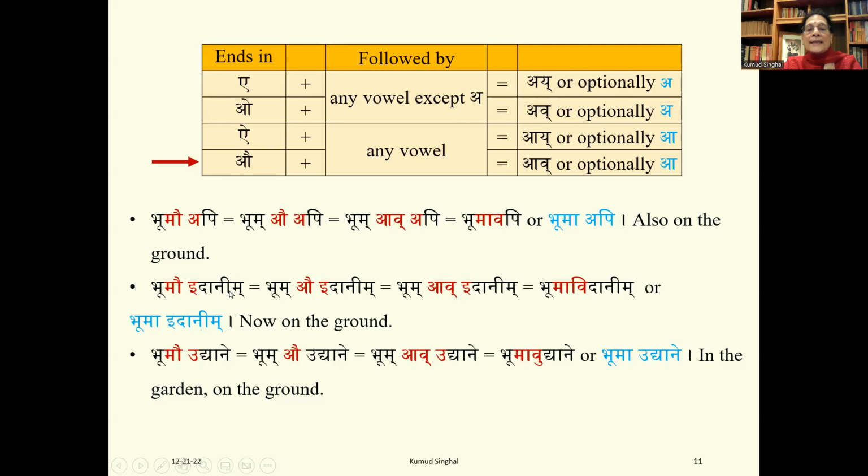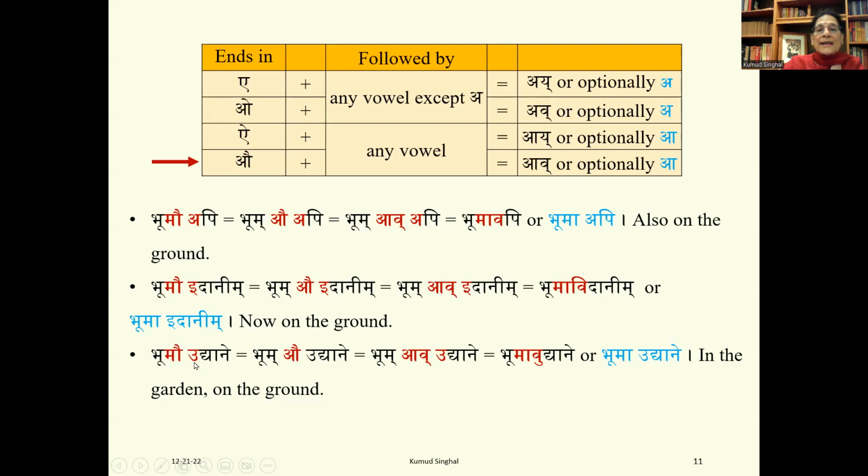Bhumau idani, now on the ground. So au followed by e. So here it will be v instead of va and a. It was va. The va and e combined will be v. Bhuma vidani. Or bhuma idani.